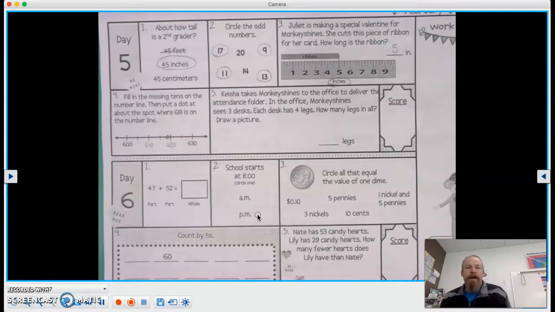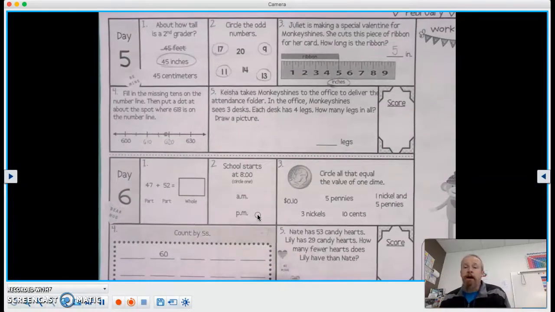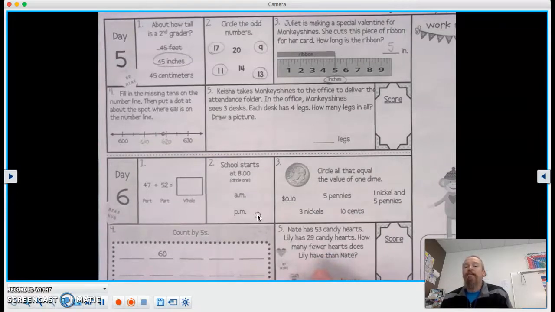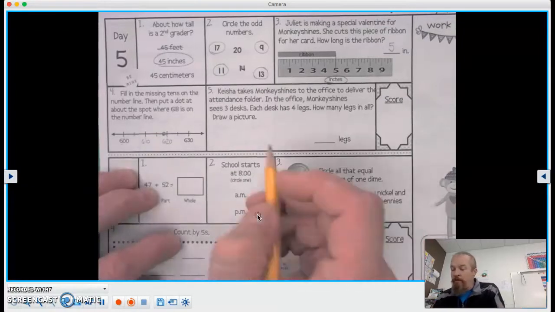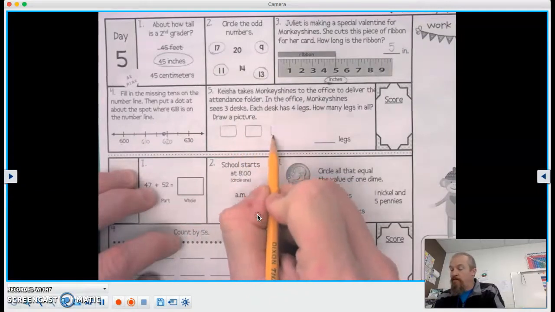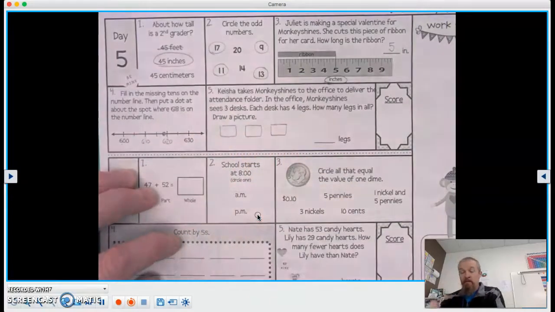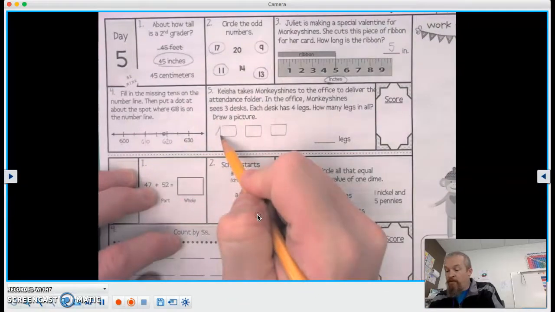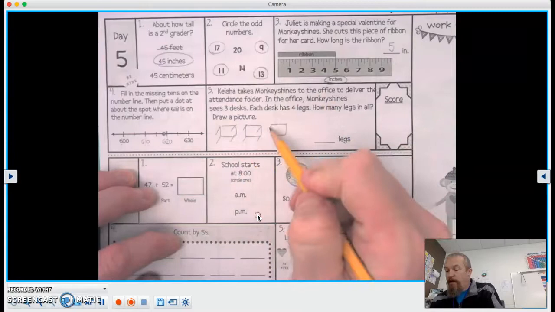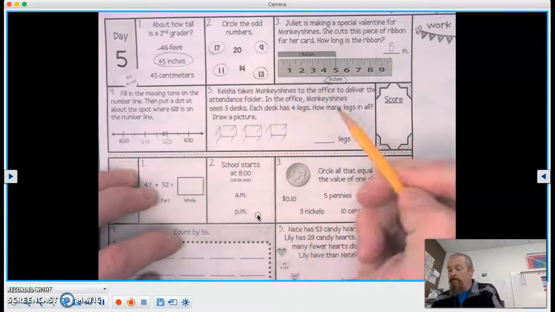All right, number 5. Keisha takes Monkey Shines to the office to deliver the attendance folder. In the office, Monkey Shine sees 3 desks. Each desk has 4 legs. How many legs in all? All right, 3 desks. So there's a desk, there's a desk, and there's a desk. So there's 3 desks. 1, 2, 3, 4. 1, 2, 3, 4. And 1, 2, 3, 4.